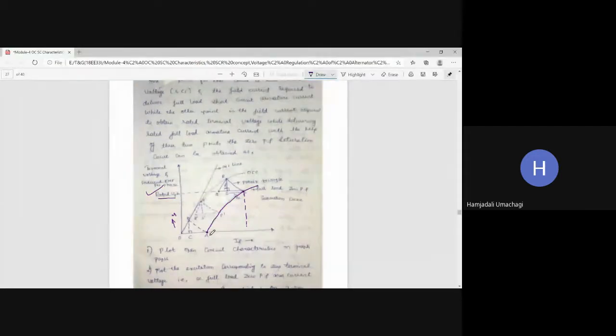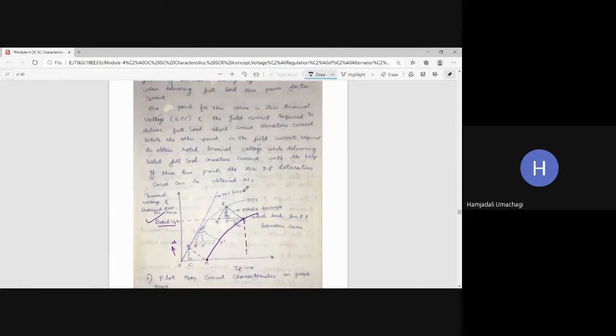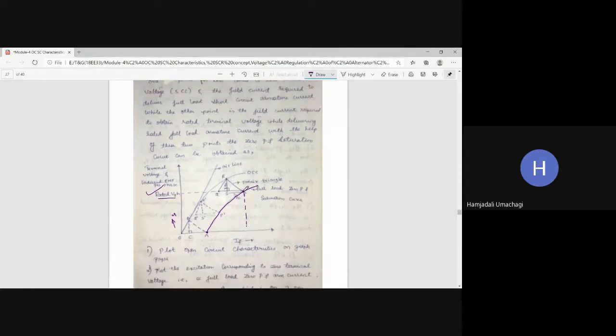So for the ZPF test, we want only two points. One point corresponds to the zero terminal voltage, the other to the rated terminal voltage. Zero terminal voltage means it is the short circuit characteristics, SCC, where voltage will be zero and current will be maximum, and this is the rated current, rated voltage condition. While delivering rated full load armature current, with the help of these two points, the zero power factor saturation curve can be obtained. Like this, you are going to get the graph.